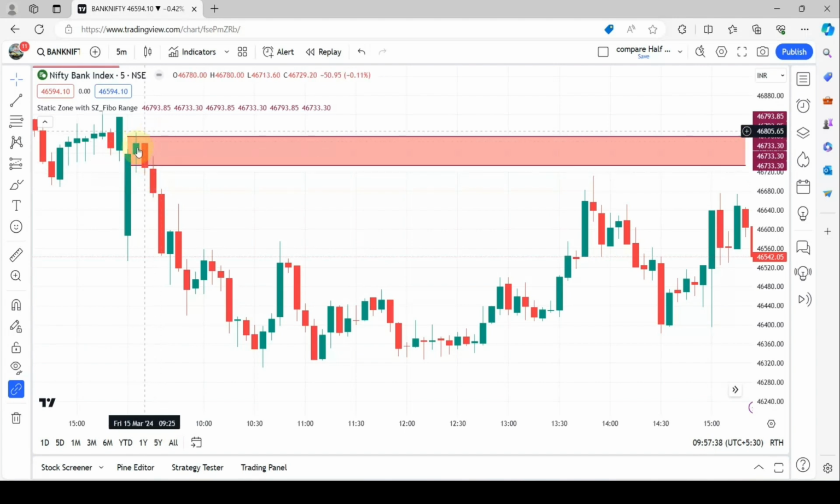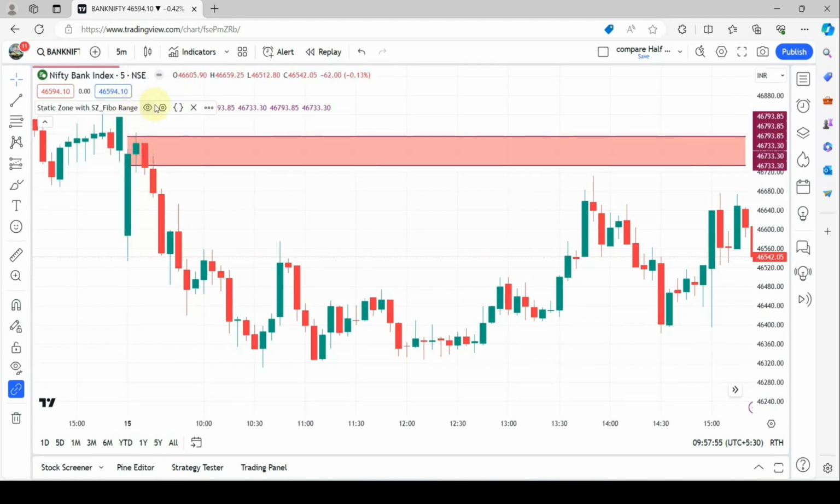Once the rejection candle happens, particularly we should not place a market order. Wait for the market to come to the low of that particular candle. That is the best way to enter for this particular trade setup. So once you make the entry, we will know that the entry is perfect.